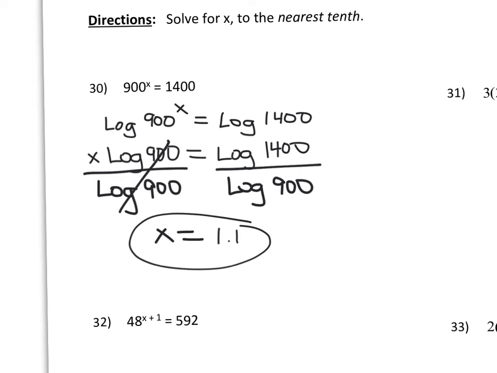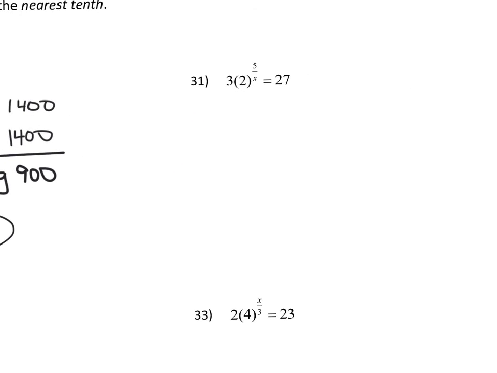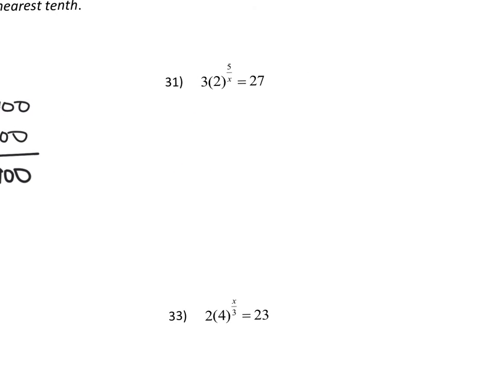All right, so let's take a look at the next one, number 31. Again, we're solving for an exponent. When your variable's in the exponent spot, that lets us know we want to use logs. But before we jump right into logs, this exponent is on the 2. It's not on the 3 as well. So we want to get rid of this 3. Because this is 3 times 2 to this power, we're going to divide both sides of the equation by 3.